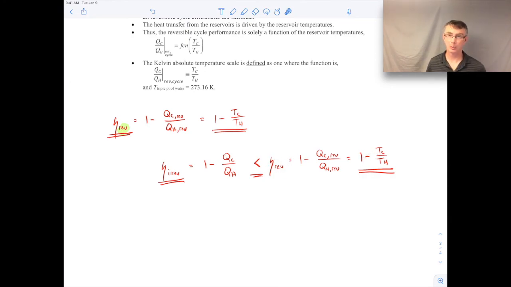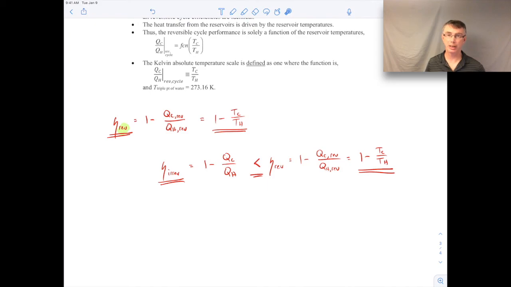Okay, so the TC over TH expression is only for a reversible system. It's one that has no internal irreversibilities. If you have internal irreversibilities, then you cannot use that. That only holds if it's reversible. But you can still use 1 minus QC over QH. That you can use all the time. Okay, so we'll talk more about this in the next video lecture, but I just wanted to give you a little preview here. And so I think we've covered everything I wanted to in this particular lecture.